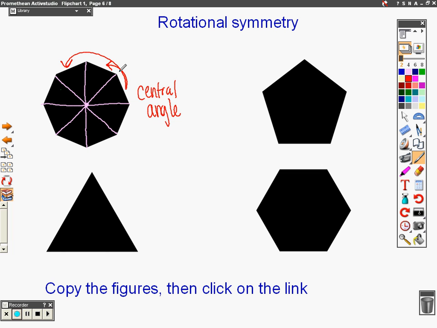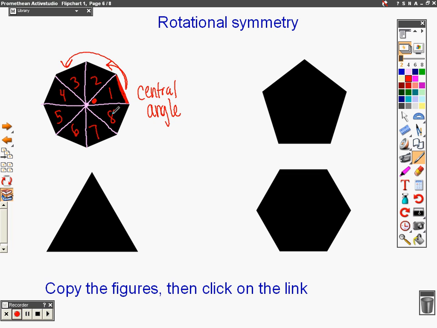Well, I'm going to count out the number of sides. Remember that the number of sides will also be equal to the number of central angles. So I could count either the number of sides or the number of central angles. Nonetheless, I have 1, 2, 3, 4, 5, 6, 7, 8.